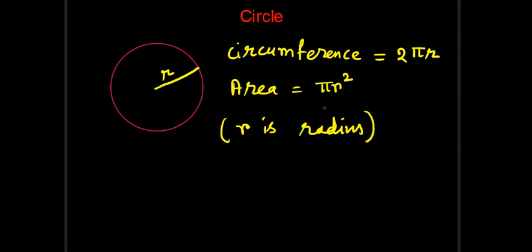After that there is circle. So circle, let the radius of the circle be r. Circumference is equal to 2 pi r and area is equal to pi r square. Here r is the radius of the circle. So these are some basic formulas of mensuration 2D.